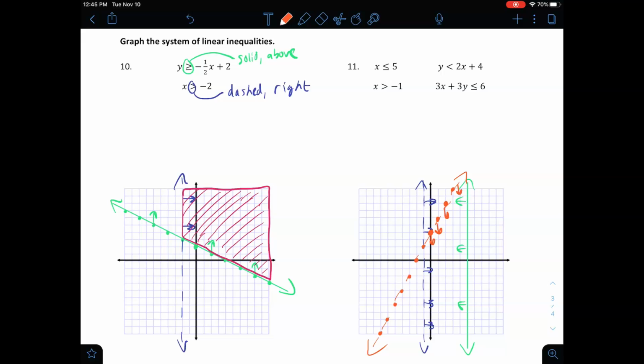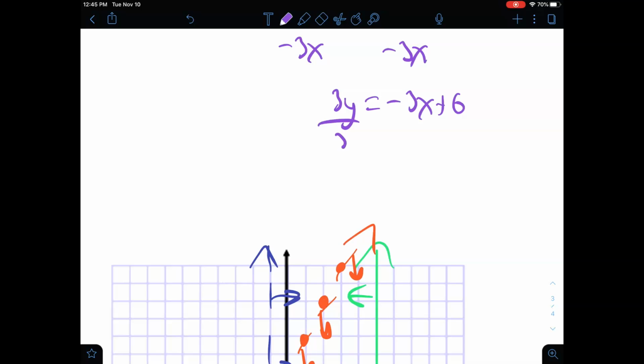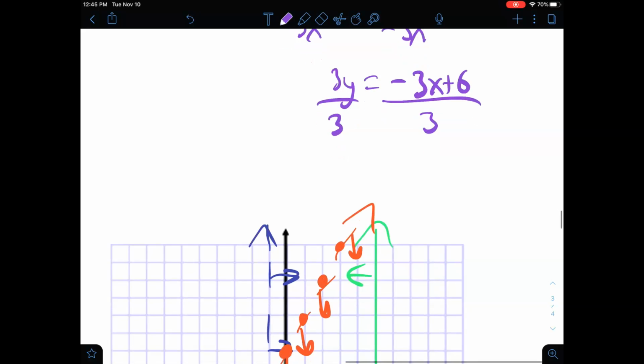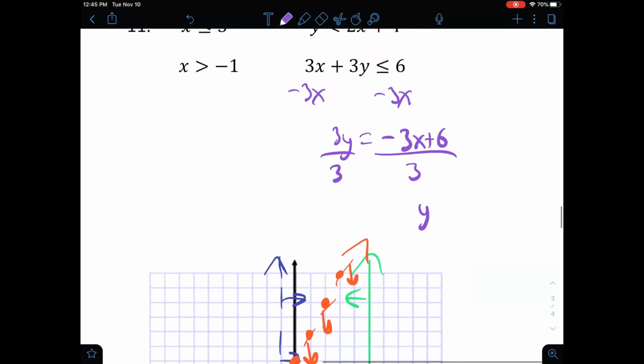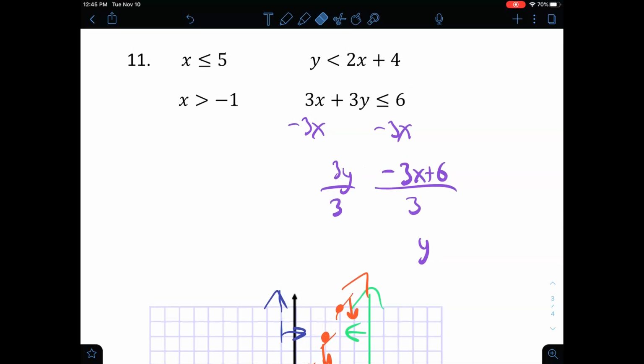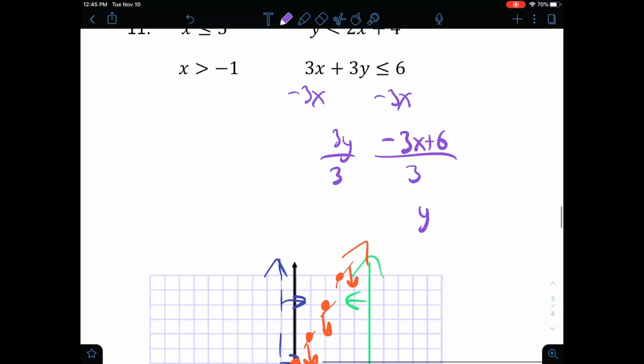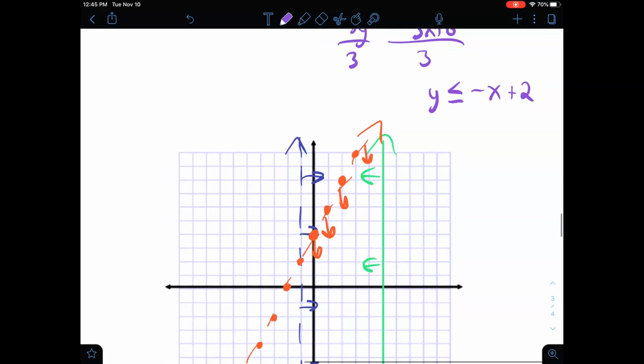Okay, all right, and then we have the last one we got to solve for, so let's go ahead and do that. We need to get y by itself, so we're going to subtract 3x. 3y equals negative 3x plus 6. Divide by 3. We divided by a positive, so it's going to be y is less than or equal to negative x plus 2.